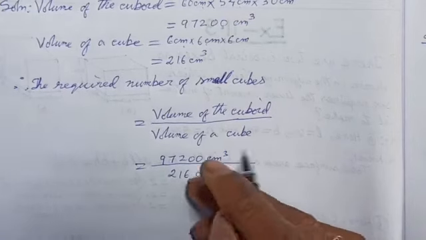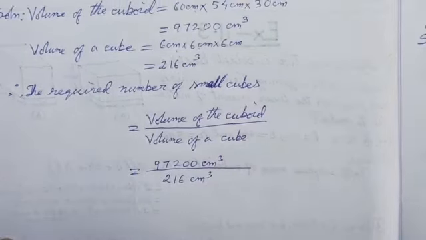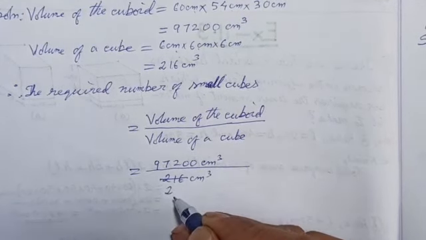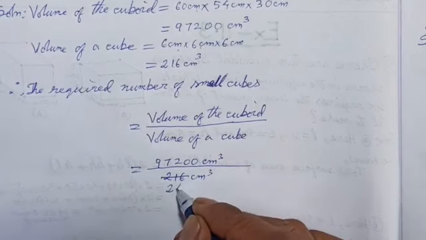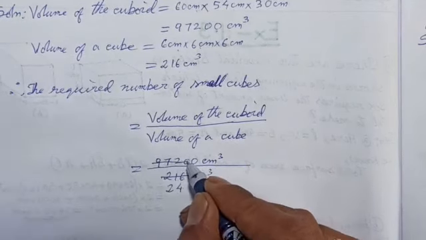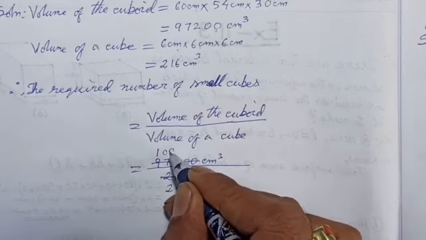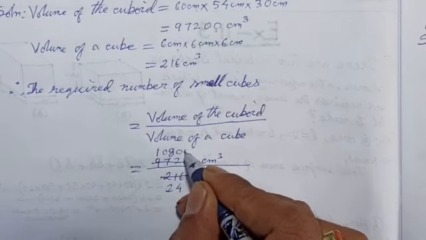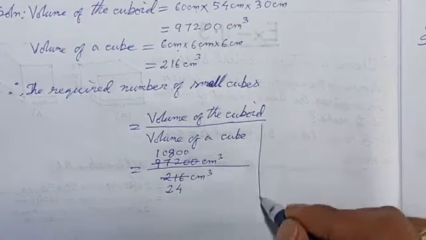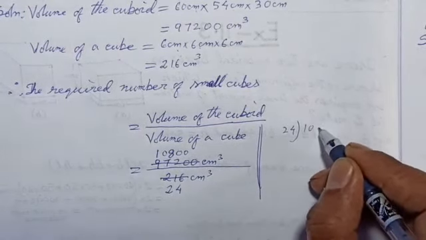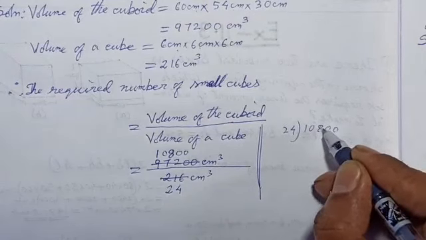Now let us cancel these numbers. Let us divide by 9. 9 2 times is 18, 19, 20, 21, 9 4 are 36. Let's divide by 9. 9 1 time is 9, then 0, 9. 9 8 times is 72, then 0, 0. Then 24 and 1080. Let us divide these two.